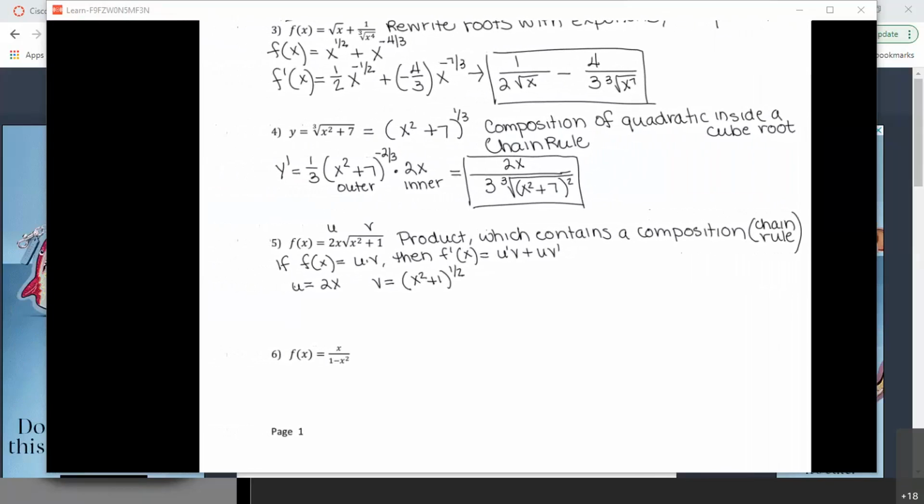Okay, then I'm going to take the derivative of u, that's just a 2. The derivative of v is going to require the chain rule. So first, this is a quadratic inside of a square root. So I'm going to handle the square root first, the outer function, bring down the exponent, leave the inner function alone, and then subtract 1 from my exponent. Okay, here's my outer. And then I just differentiate the inner function.